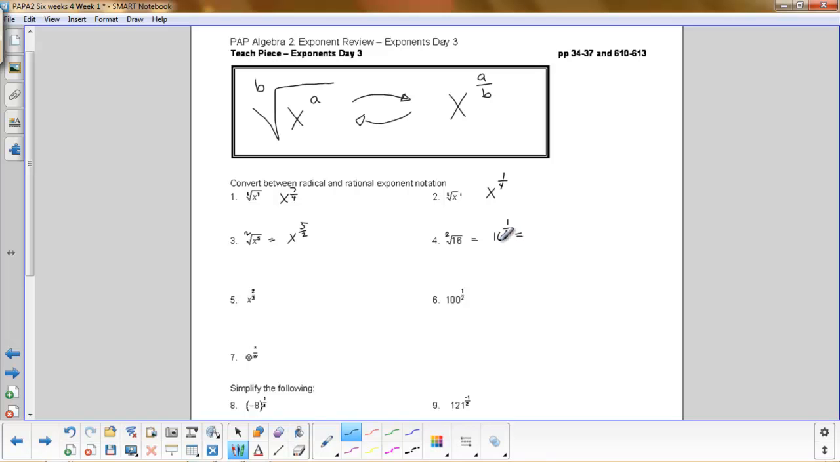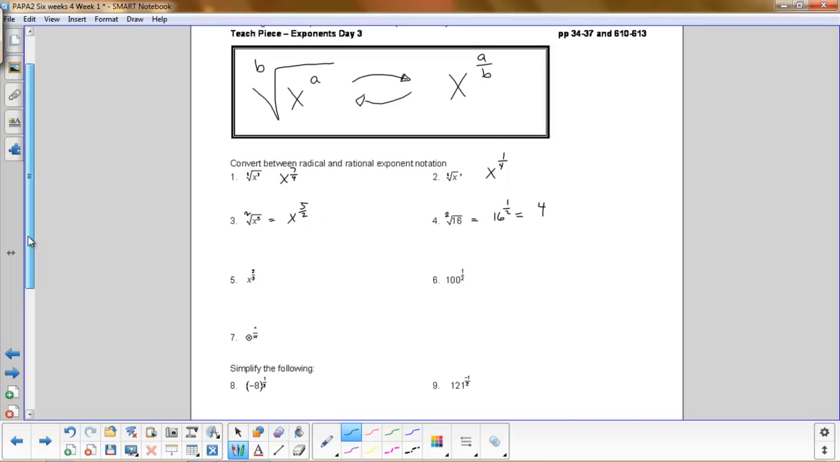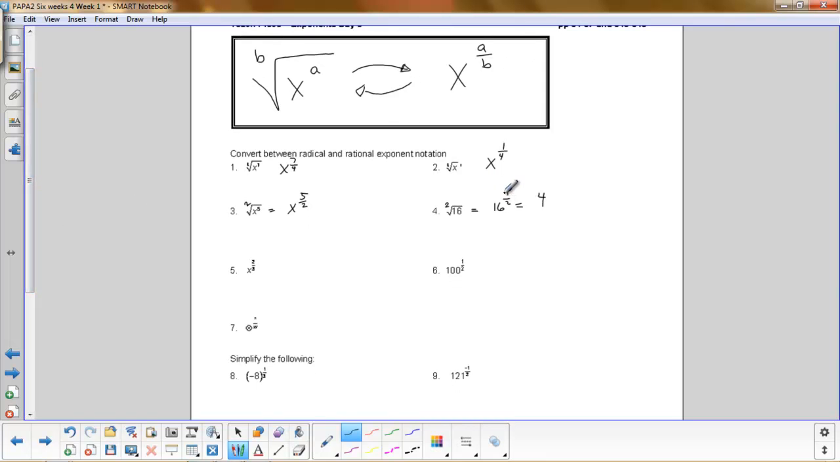Okay, now it's valuable that you understand that 16 to the 1/2 power is the same as the square root of 16, because otherwise this simply reduces to 4. But you will see it in rational exponent form, and if you're not familiar with the switch, then it's confusing to you to see that.